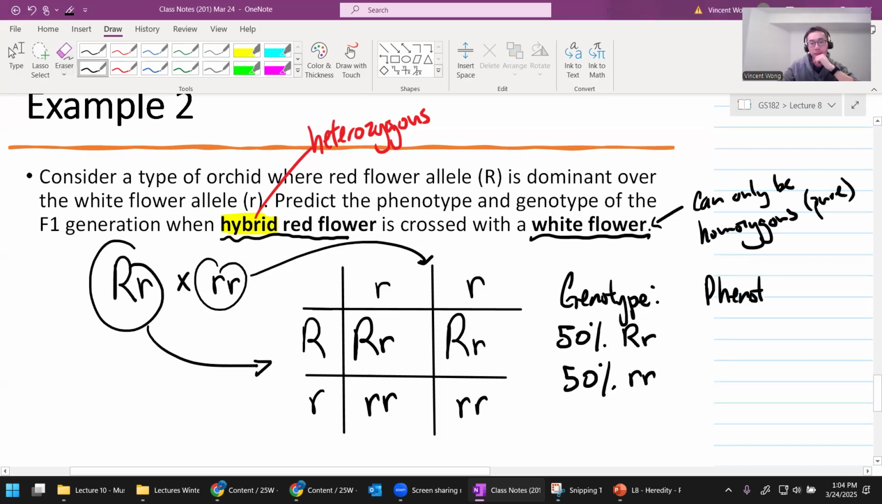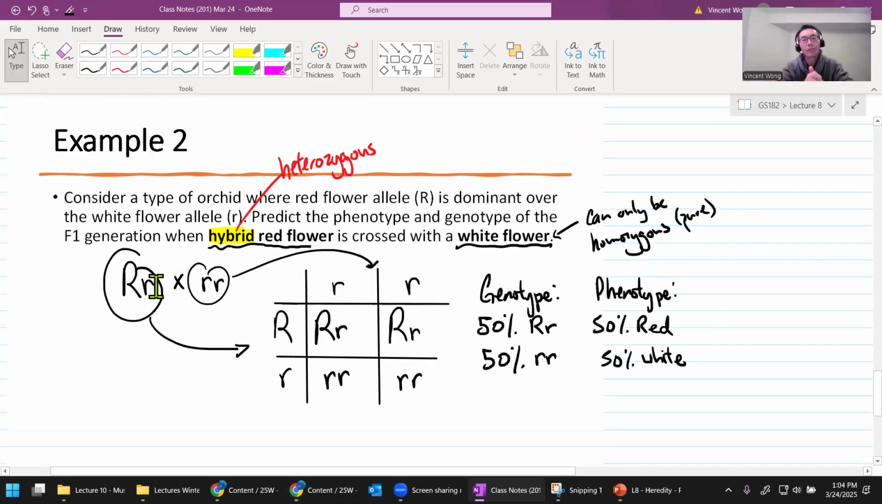What's the phenotype? What color are these flowers? Red or white? Red. That's right, 50% red. And then 50% white. Genotype is what their alleles are. Phenotype is what they actually look like. White. Yep, 50% white. That's right. Any questions?